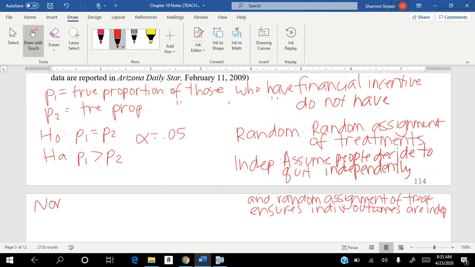All right, let's check our normal condition. So we're going to take the 439. That was our sample size for the first half, because it said 878 volunteers. So I took that in half, and that's where I got 439. So 15% quit in the first group. That's 65.85. Of 439, 15% quit, 85% did not. That's 373.15.